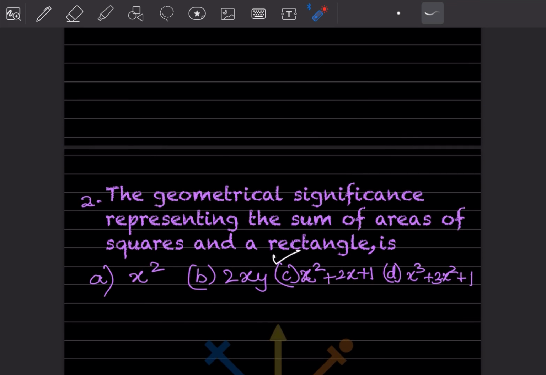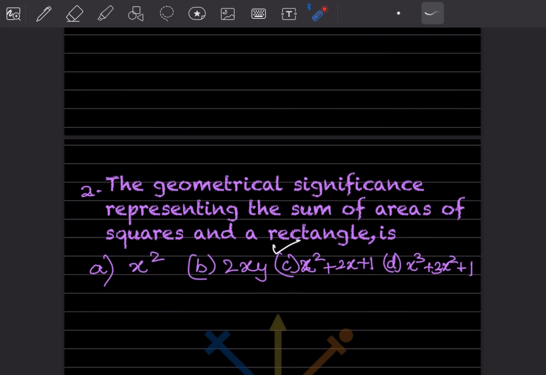The geometrical significance representing the sum of areas of a square and a rectangle. So now see here, that is the sum of areas. What we can write here is x square plus 2x plus 1, the sum of the areas of the square and a rectangle.